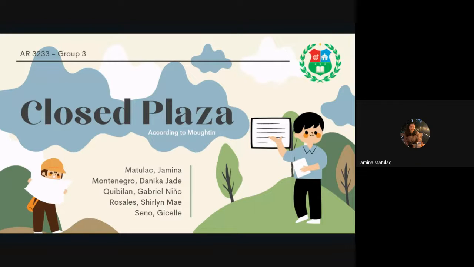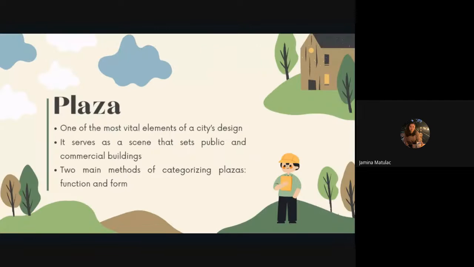Good afternoon, everyone. I will be reporting on the closed plaza. To recall what we learned in the previous lesson about the public square or plaza, Moughtin stated that a plaza is one of the most vital elements of a city's design, and it also serves as a setting for public and commercial buildings. There are two main methods of categorizing plazas: by form and by function.